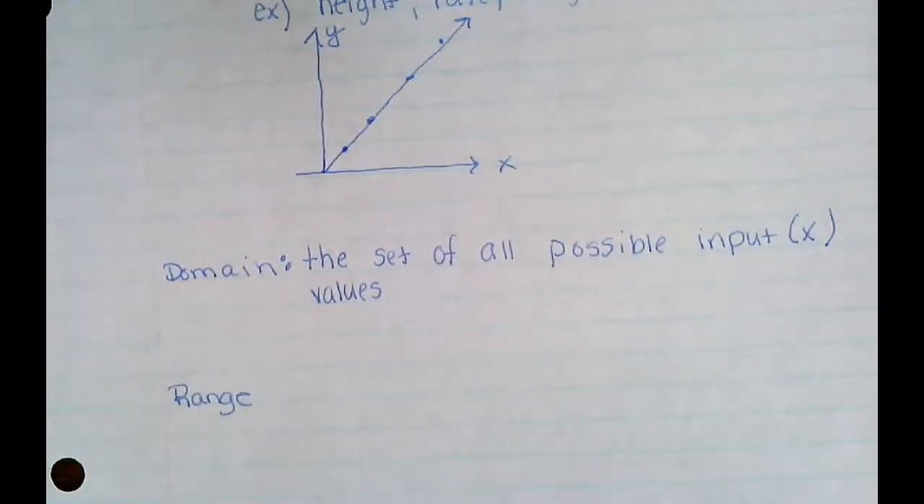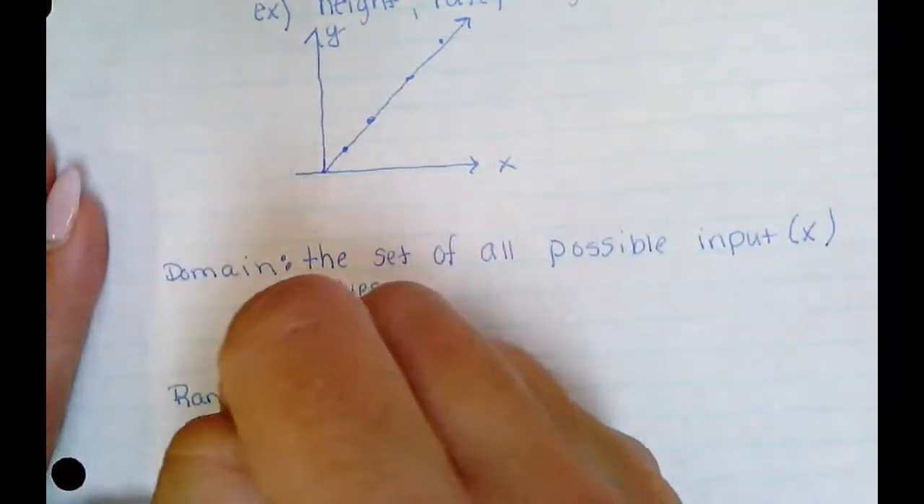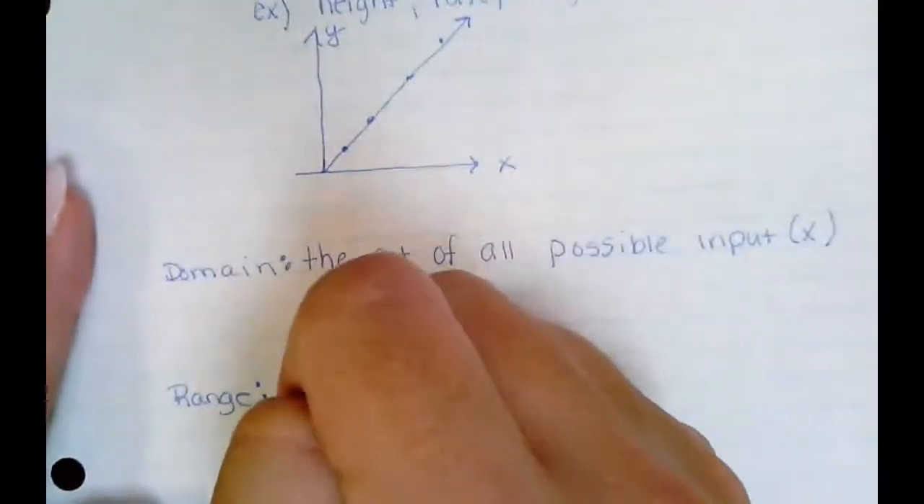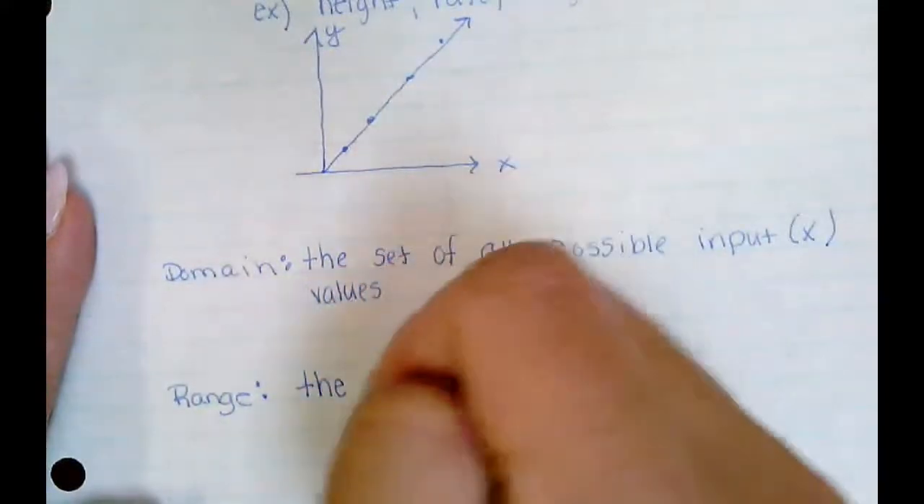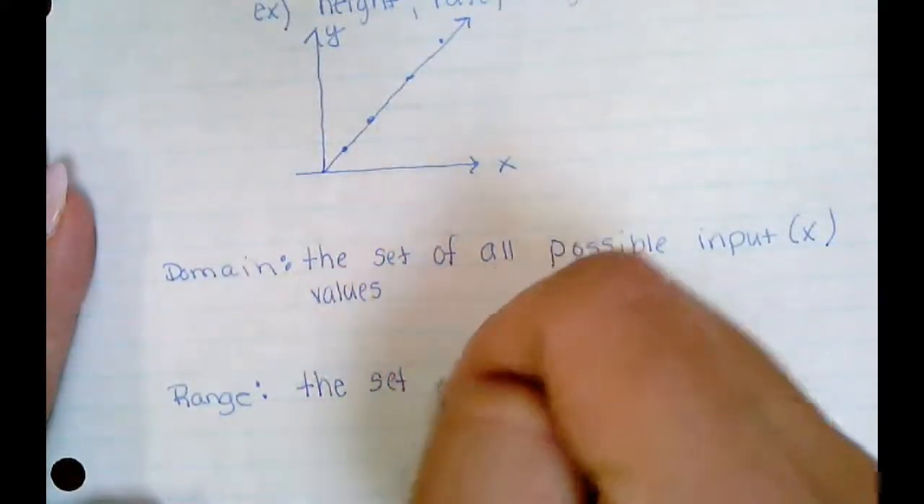All right, so your domain is the set of all possible input values. All right, we said input is your x. That's your independent variable. Okay, your range, as I'm sure you have guessed, is the set of all possible output values, which are your y values.